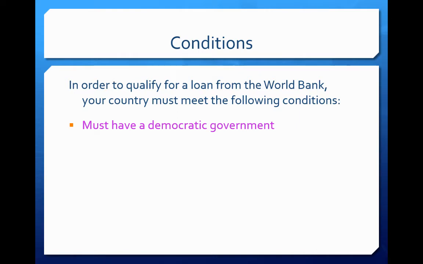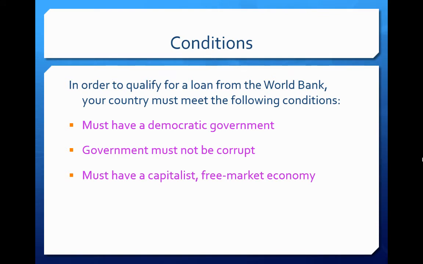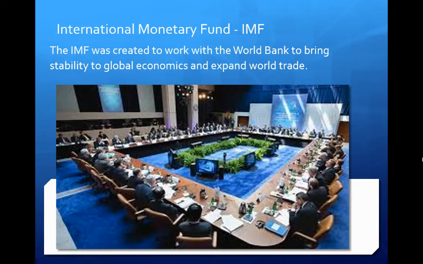A government where the people are allowed to choose their government by voting. And the government must prove that it has a low level of corruption, right? That there's no corruption going on. Okay, and importantly, they must also have a capitalist free market economy, right? So an economy based on the principles of Adam Smith.